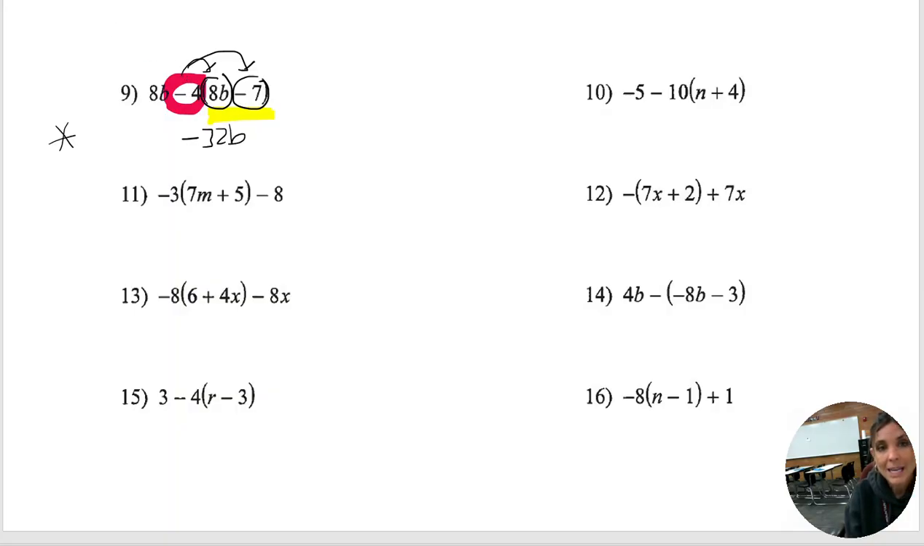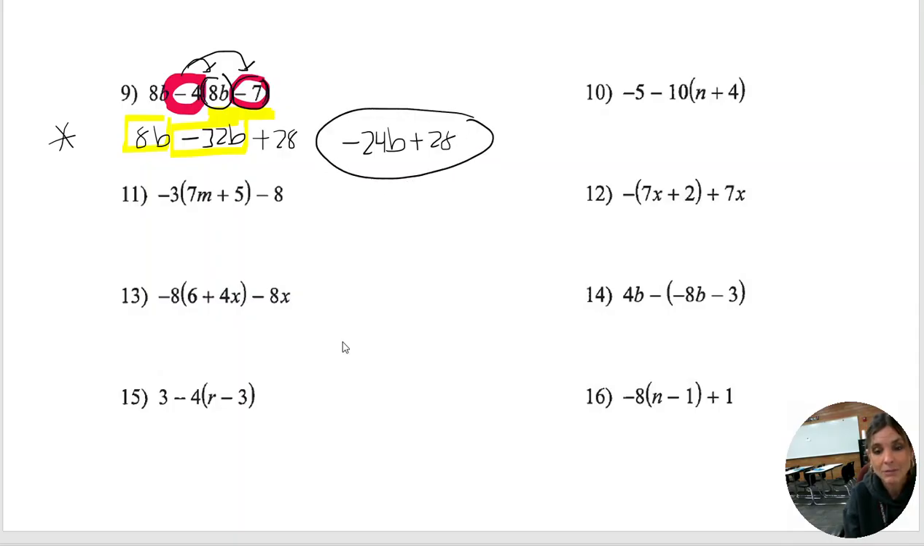A negative 4 times a negative 7 is going to be a positive 28. We write that down. Now we bring down our 8b and we combine our like terms. Pay careful attention to your signs. This variable term 8b is a like term with this variable term negative 32b. So if I combine a negative 32 and a positive 8, I am going to get a negative 24b, and then I have my positive 28, final answer.